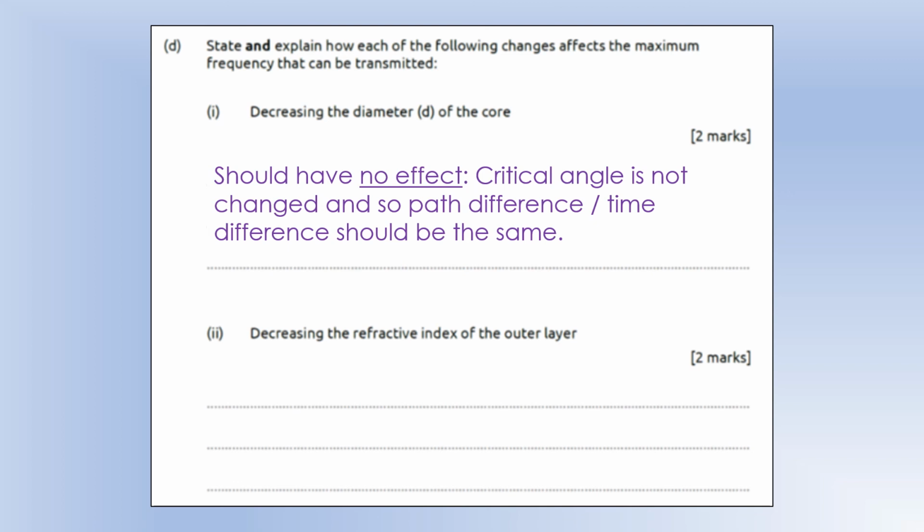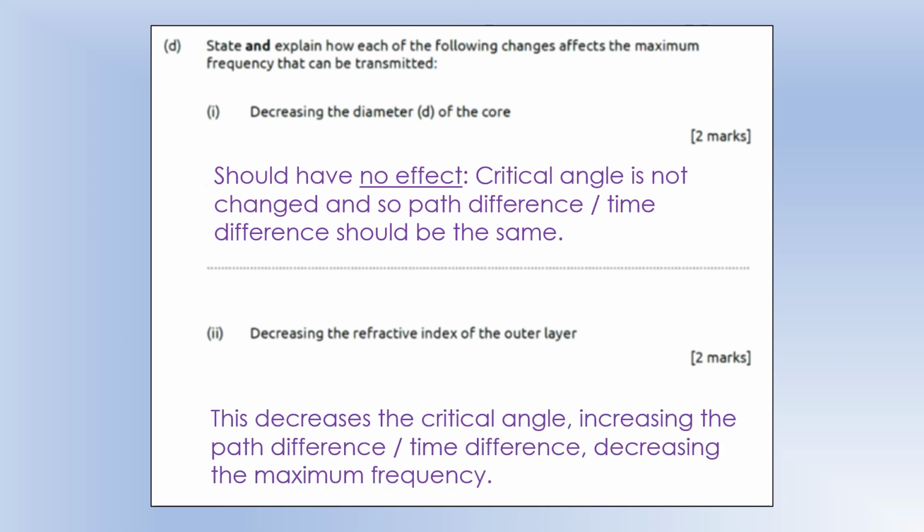If we decrease the refractive index of the outer layer, so effectively we've changed n2, if we decrease that, that has the effect of decreasing the critical angle. And if we decrease the critical angle, that increases the difference. Because if we go less than 70 degrees, that 20 degrees becomes bigger, essentially. So we increase the path difference, we increase the time difference, we increase the time period, therefore we decrease the maximum frequency. And that's the logic I used.